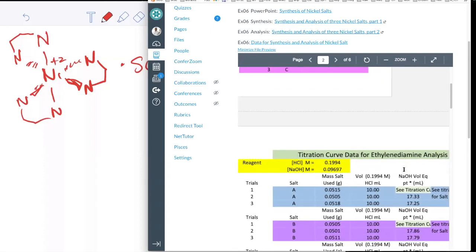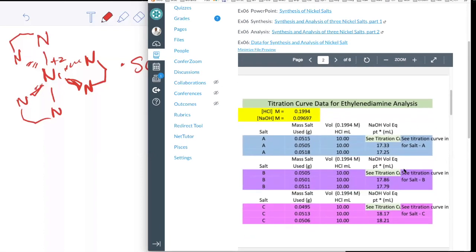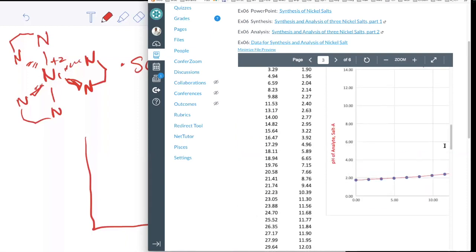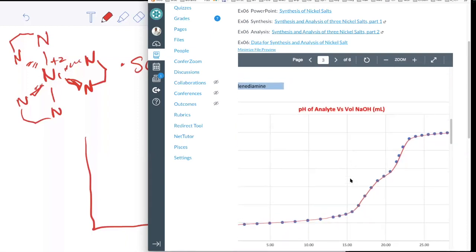This is the titration of the ethylene diamine. And again, look at the salt. It's blue, purple, or violet. Let's work with salt A. In this particular case, you have to use the titration curve in order to find the equivalent volume. So there's an exercise in there where you're looking at the titration curve. The titration curve looks like this. Let me try and explain to you why that titration curve looks weird. Let me see if I can scroll down to that titration curve. Here it is. Okay. Look at how weird that titration curve is.